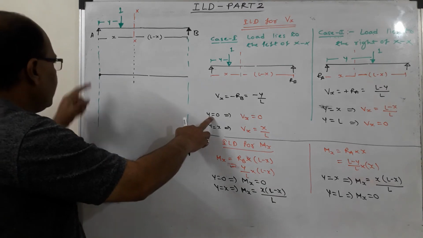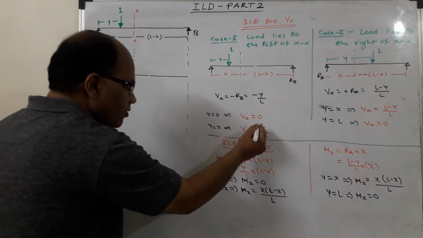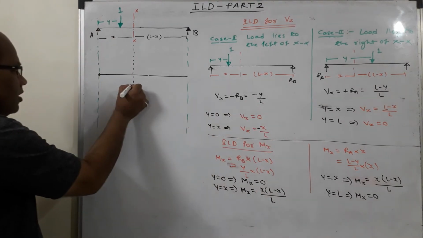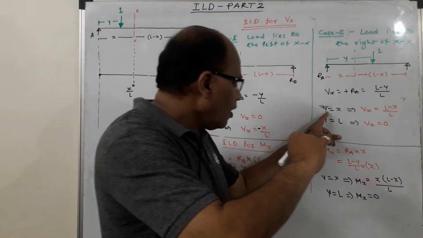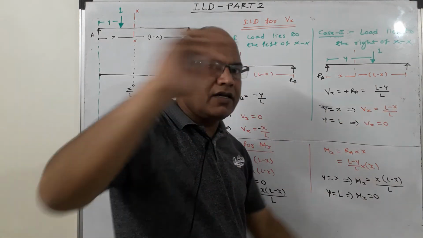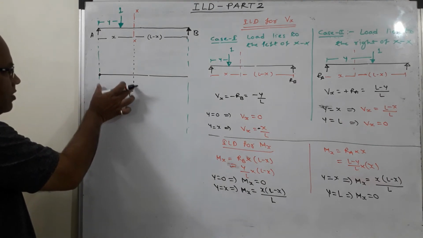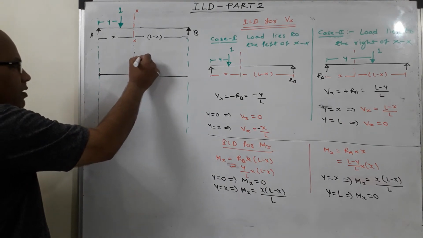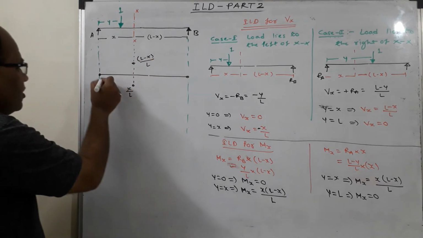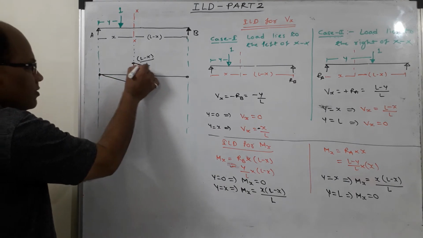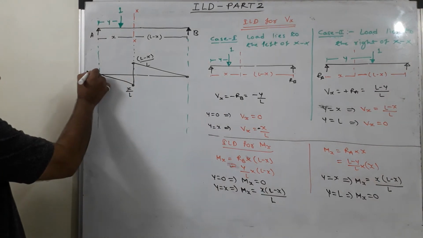So y is equal to 0, Vx is equal to 0. Y is equal to x, Vx is equal to x upon L, but it is negative, so it will be x upon L with negative sign. Then y is equal to x again, Vx is L minus x upon L, but it is positive, so it should be plotted above. So at the same position, it will be L minus x upon L, and then it is 0 over here. All these points are to be joined by means of a straight line. So this indicates the ILD for Vx. I am naming it as ILD for Vx.